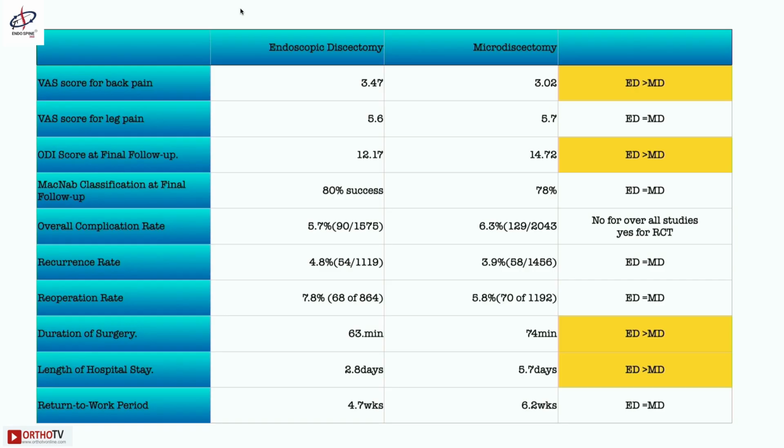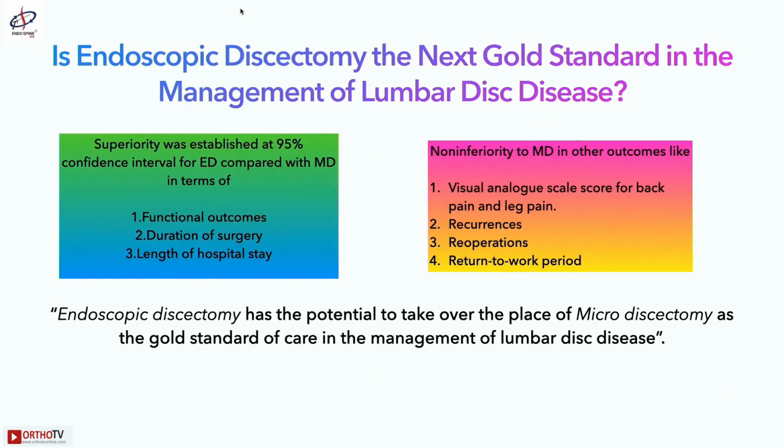So the ODI scores at final follow-up were very good. And surprisingly, the duration of surgery is far faster in endoscopic discectomy than microdiscectomy. The length of hospital stay is, of course, shorter with endoscopic discectomy. So these superiority indices for the functional outcomes were very good. The duration of surgery was faster. The length of hospital stay was less.